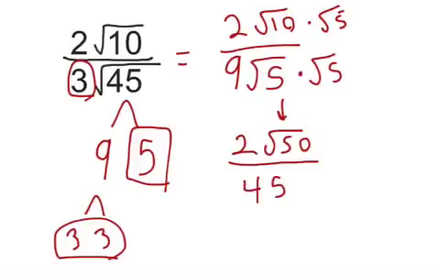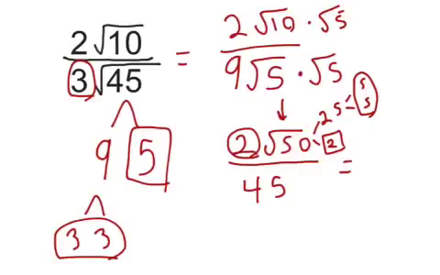Now I'm not quite done because I can break down the 50. How about 25 times 2? 25 breaks down into 5 and 5, and then you're left with a pair of 5s. 5 makes it out. 2 doesn't. The 2 has to stay inside. Now the 5 makes it out and there's already this 2 here, so 5 times 2 is 10. 10 root 2 over 45.